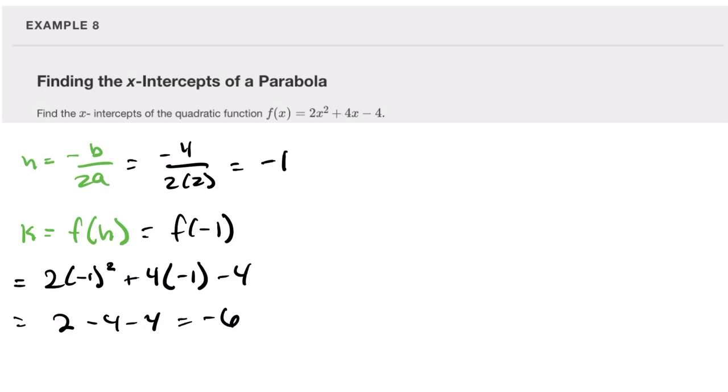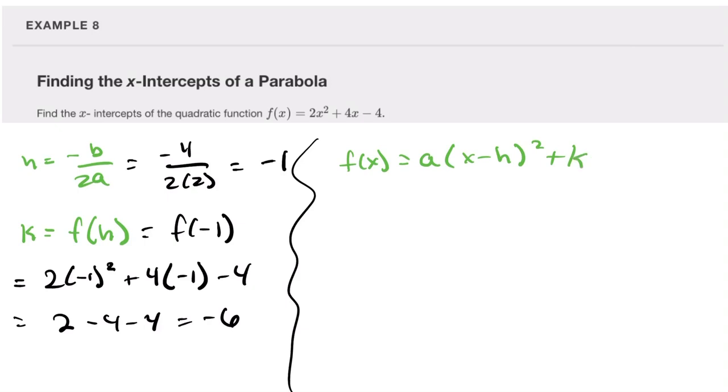So then the standard form of a quadratic, a times x minus h squared plus k. I think we have all three of those components. So then in standard form, our a is 2, our h is negative 1. So x minus negative 1 becomes x plus 1 squared. Our k is minus 6.